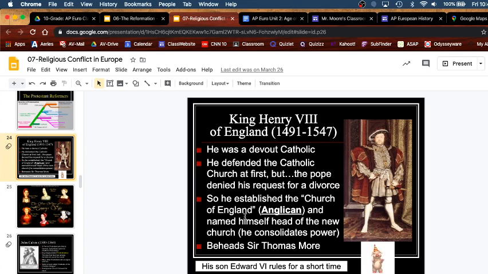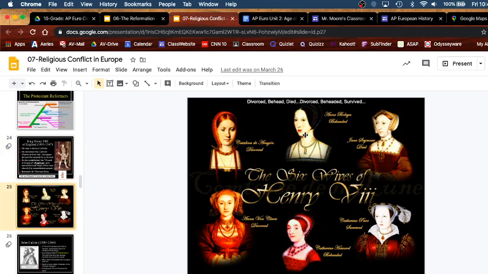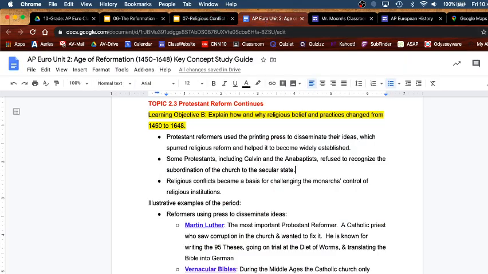Anyways, he's going to establish his own church called the Church of England, referred to as the Anglican Church, and he's going to be the sole leader of that church. And so some people are not going to respect that. They're going to stay loyal to Catholicism. Even the famous Sir Thomas More, who wrote Utopia, got his head chopped off by Henry VIII, along with some of Henry VIII's wives, for going against him. But you can see that he's going to establish religious control over his country.